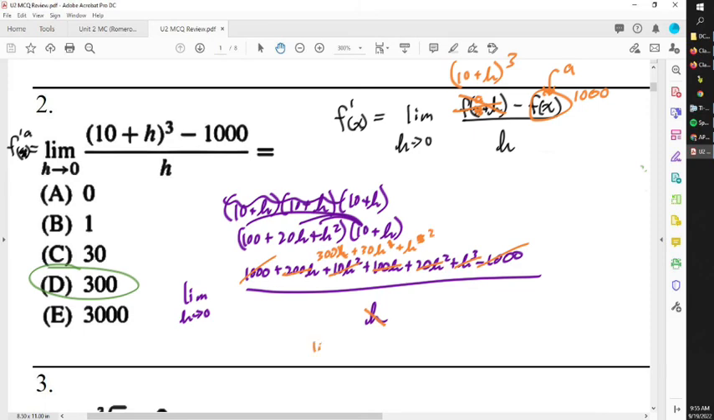We have the limit as h approaches 0, and now all we have is 300 plus 30h plus h squared. As h goes to 0, this guy dies, this guy dies, and what are we left with? 300. So when we use direct substitution right here, we plug the zeros into the h's. That's why they die. And you're left with 300, and that's your answer.